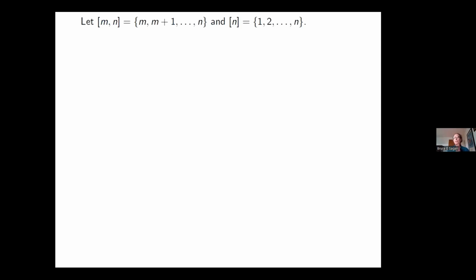So our basic motivation here is the Stanley-Stembridge conjecture. So let me tell you about that now and show you how you can make some progress on it using these ideas. So usual notation, brackets m,n is going to be the integers from m to n, and if m is 1, I abbreviate that to brackets n.